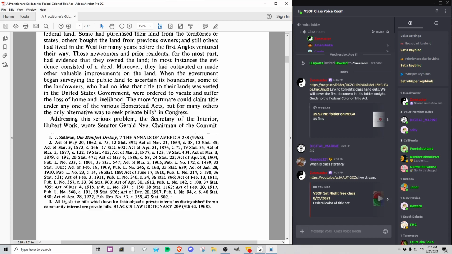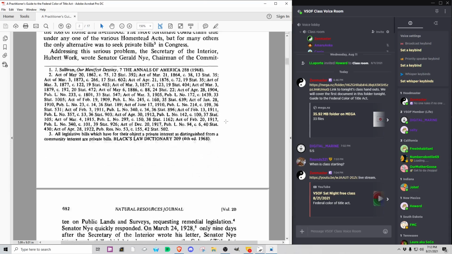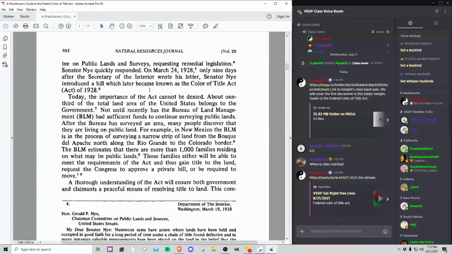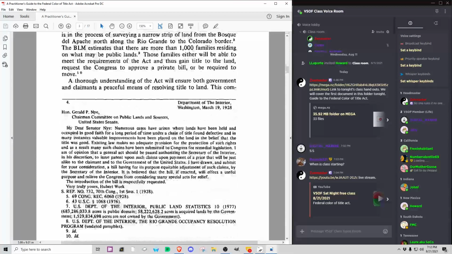So, to continue. Addressing this serious problem, the Secretary of the Interior, Hubert Work, wrote Senator Gerald Nye, chairman of the Committee on Public Lands and Surveys, requesting remedial legislation. Senator Nye quickly responded, March 24th, 1928, only 9 days after the Secretary of the Interior wrote the letter. And I'm going to skip this little part here and just go straight to the letter.